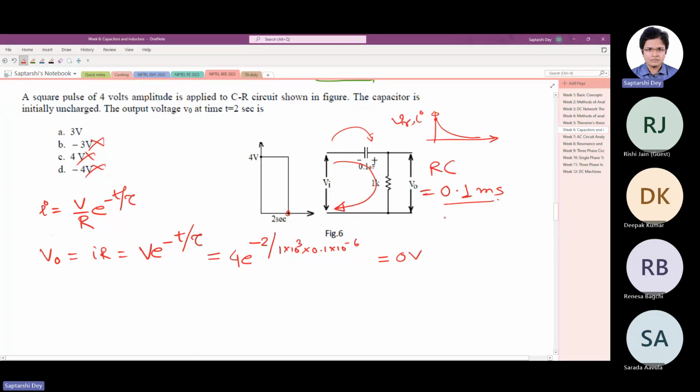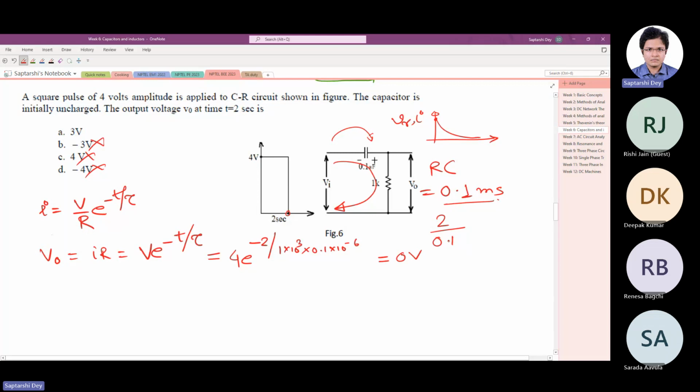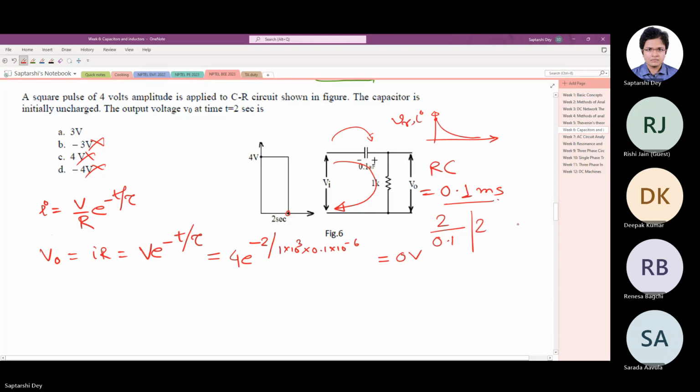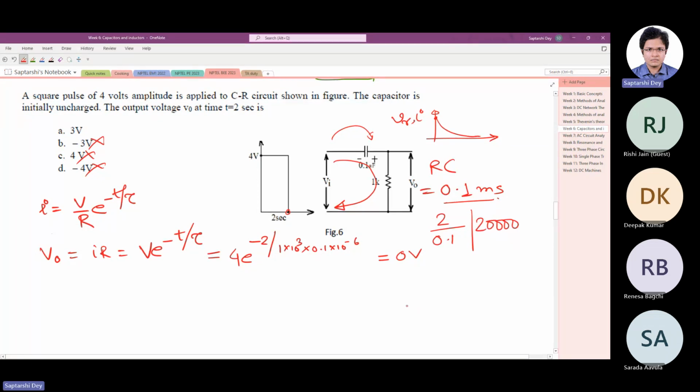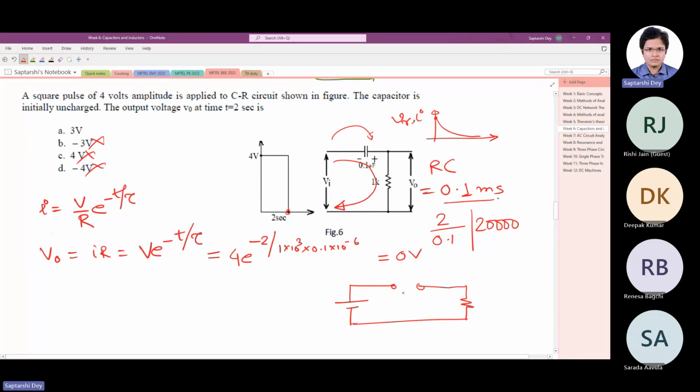In 2 seconds, how many time periods are going by? In 1 second there is 10,000. So in 2 seconds there is 20,000 cycles going by. So definitely the voltage will be zero, because it is definitely attaining steady state. So at steady state the circuit is like this. In a circuit like this, the voltage here can never be 4 volt or 3 volt. It has to be zero. No current through the resistance at all. No way this can be 4 volt.